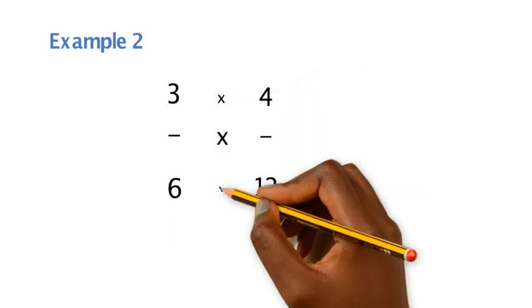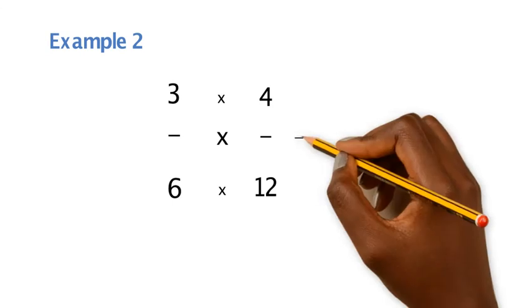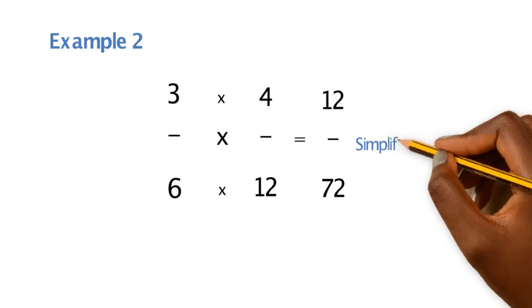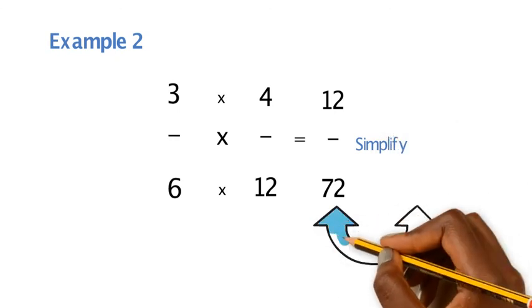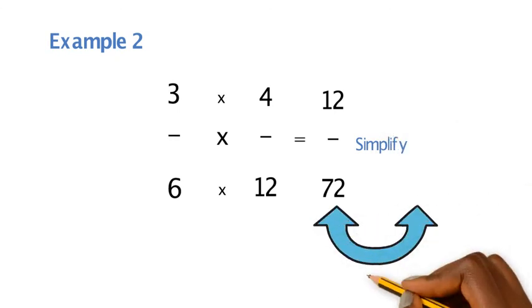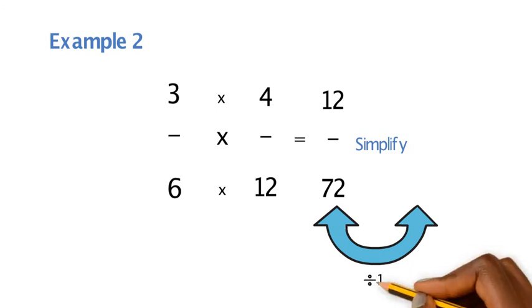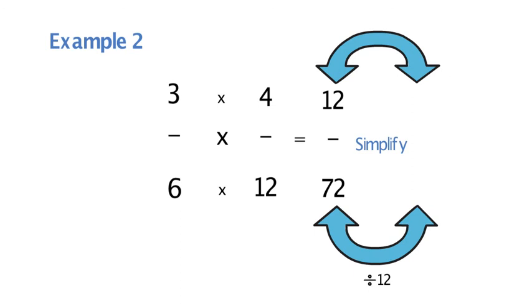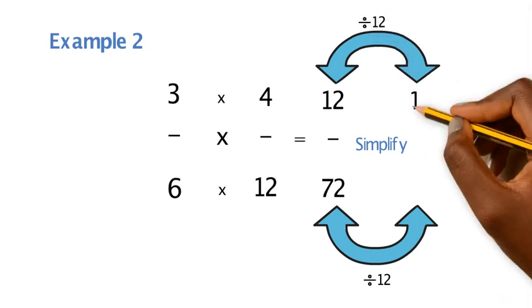Example 2. If we have 3 over 6, multiply that by 4 over 12, multiply the 3 and the 4 together, the 6 and the 12 together, and this leaves you with 12 over 72. And again, we can simplify this by dividing both the bottom and the top by 12. And this leaves us with an answer of 1 over 6.